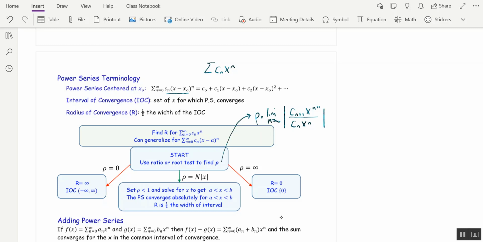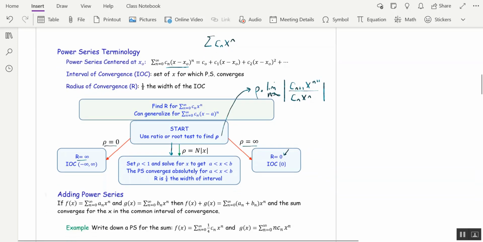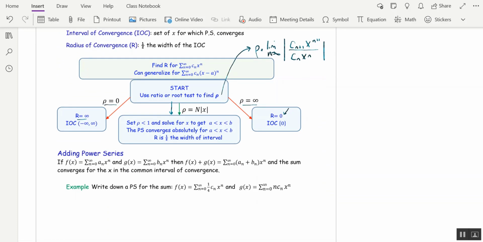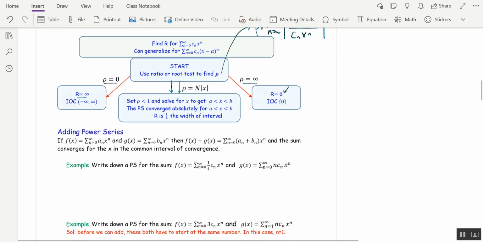And so if rho is equal to 0, r is infinity. If rho is infinity, since infinity is never less than 1, you only get convergence where the power series is centered, and so your radius will be 0. And then this middle case is the in-between case where the radius of convergence is going to depend on x. Okay, but what I want to focus on today is basic arithmetic with power series. Reindexing, adding power series, combining power series. So let's start with addition.